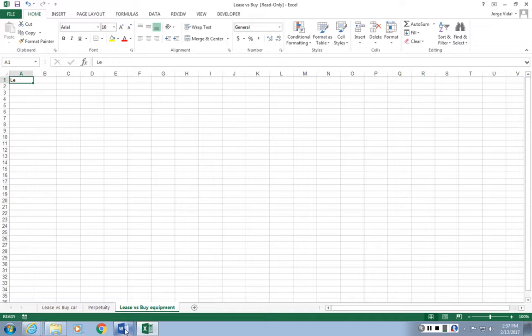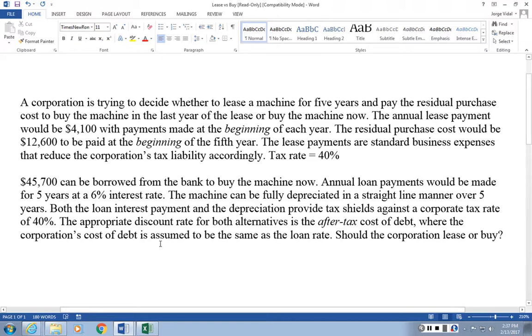And I'm going to go back to the Excel very quickly. I mean the Word document. And you can read it in your handout. So the company is trying to decide whether to lease a machine for 5 years and pay the residual purchase cost to buy the machine in the last year of the lease. Just like the vehicle, when you finish the lease, you have to take it back. And then they'll give you an option. You want to lease a new vehicle or you want to purchase the vehicle you have been leasing. So in this case, the company will be buying the equipment.